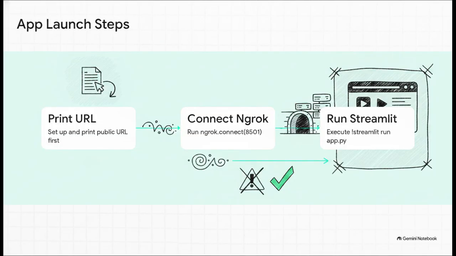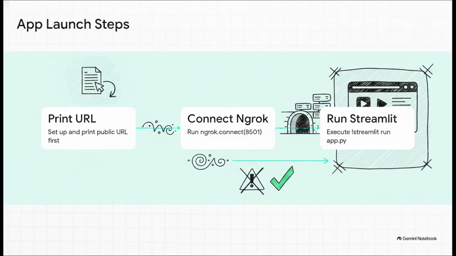The absolutely crucial point here is the order of operations in your final Colab cell. Here is a massive pro tip drawn directly from the Panaversity instructors. Set up your public URL and print it before you run the Streamlit command. By running ngrok.connect8501 and printing the result first, you generate the clickable link right there on your screen. Then, and only then, do you run the Streamlit run app.py command.